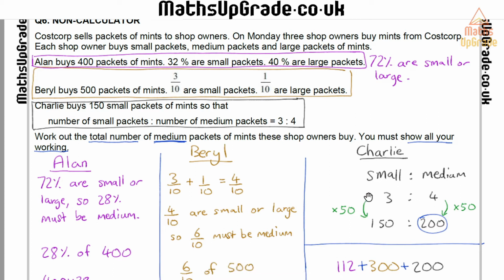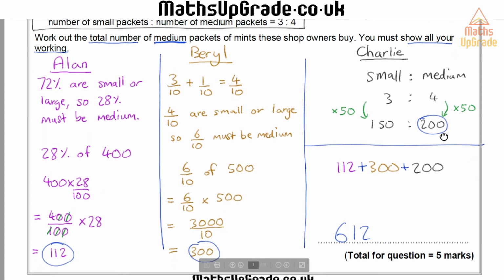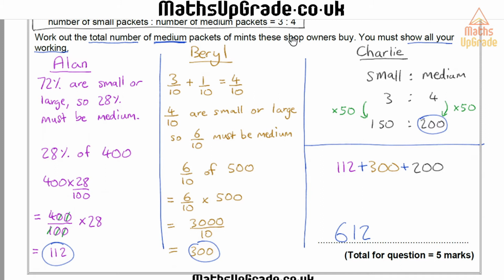150 divided by 3 is 50. So each part here is worth 50. Medium, I've got 4 parts. 4 times 50 is 200. So let's look at the question again. Work out the total number of medium packs of mints that the shop owners buy. So the total number of medium packs is given by this 112, add 300, add this 200, which is 612. And that question there is 5 marks.